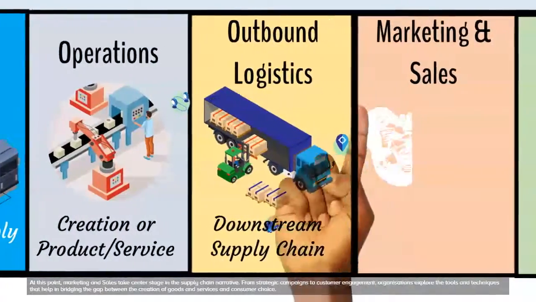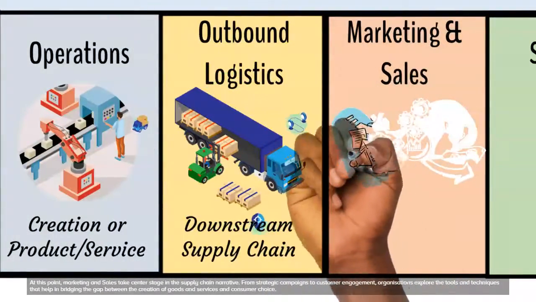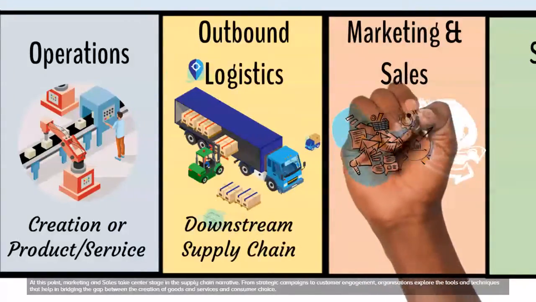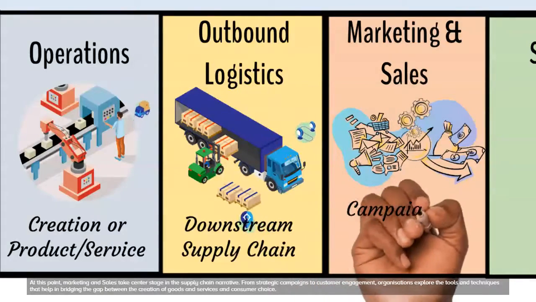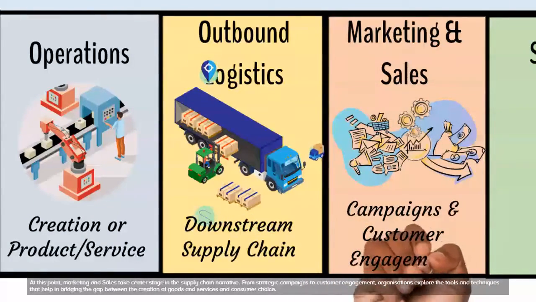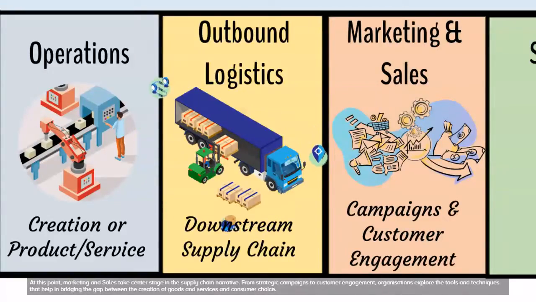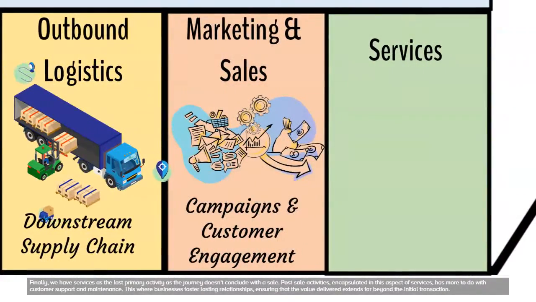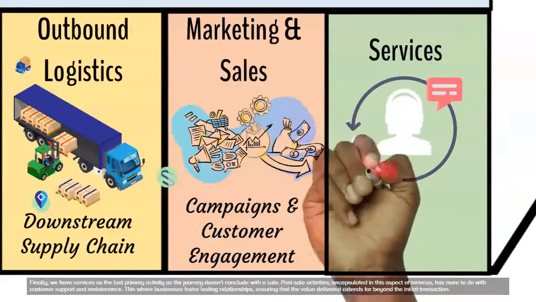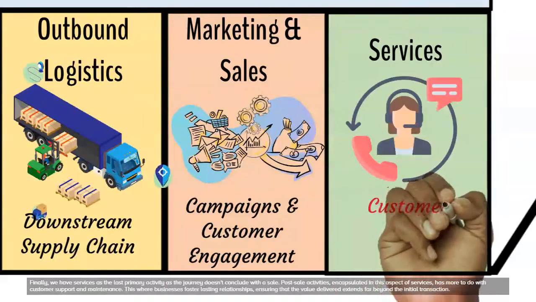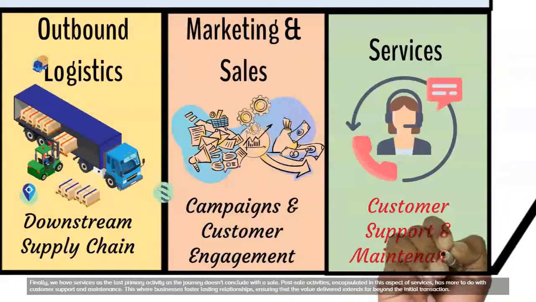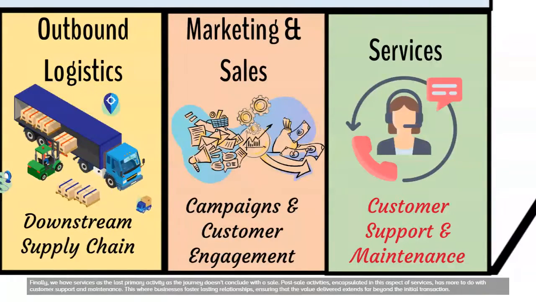At this point, marketing and sales take center stage in the supply chain narrative. From strategic campaigns to customer engagement, organizations explore the tools and techniques that help in bridging the gap between the creation of goods and services and consumer choice. Finally, we have services as the last primary activity, as the journey doesn't conclude with a sale. Post-sale activities encapsulated in this aspect of services have more to do with customer support and maintenance. This is where businesses foster lasting relationships, ensuring that the value delivered extends far beyond the initial transaction.